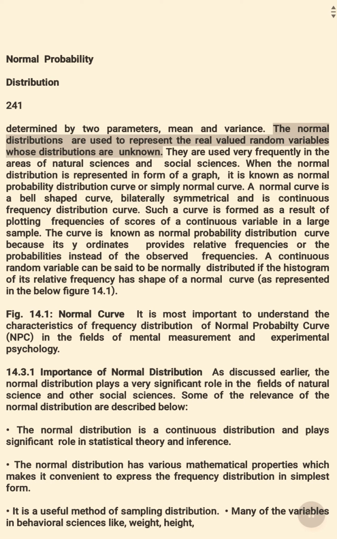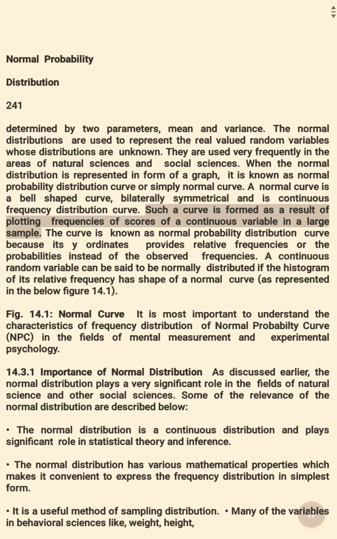The normal distributions are used to represent the real valued random variables whose distributions are unknown. They are used very frequently in the areas of natural sciences and social sciences. When the normal distribution is represented in form of a graph, it is known as normal probability distribution curve or simply normal curve. A normal curve is a bell-shaped curve, bilaterally symmetrical and is a continuous frequency distribution curve.